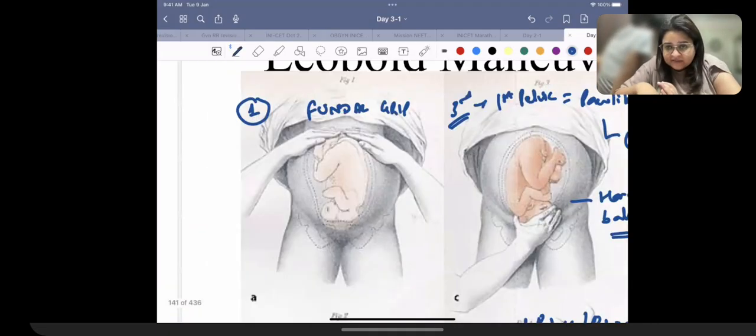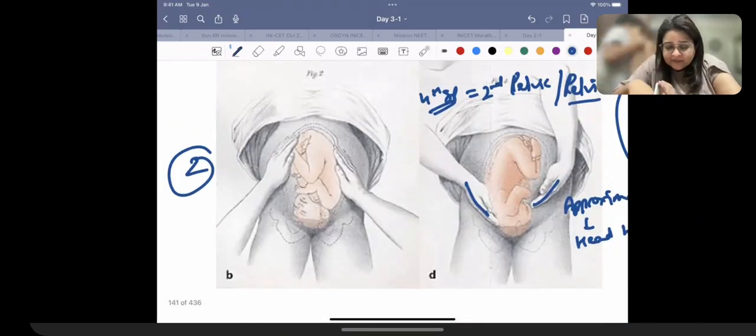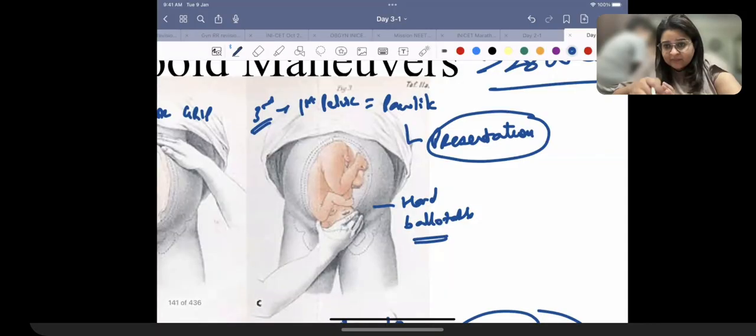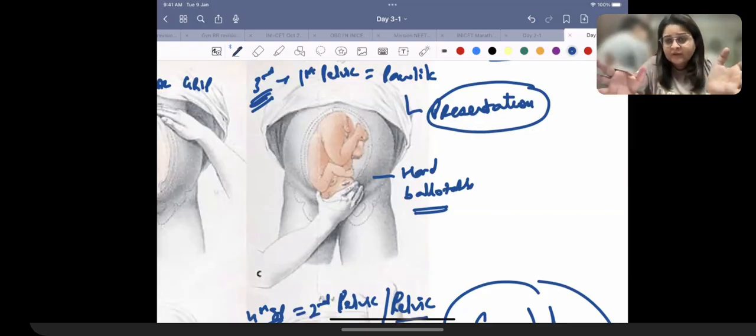All are okay now. First is the fundal grip. Second is the lateral grip. Third is the first pelvic grip, also called the Pawlik's grip, also called the third maneuver. So the third Leopold's maneuver is also called the first pelvic grip. This is telling us the presentation of the fetus, and it is done with one hand. If it is the head, it will be hard and ballotable. If it is the breech, it will be firm, broad, non-ballotable.